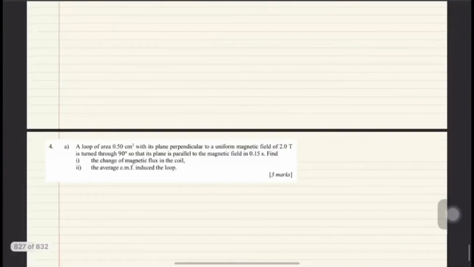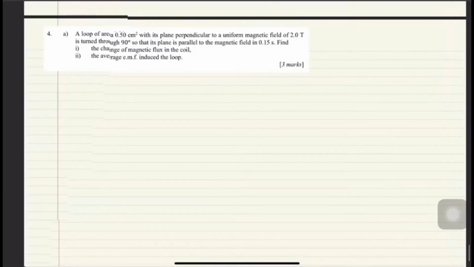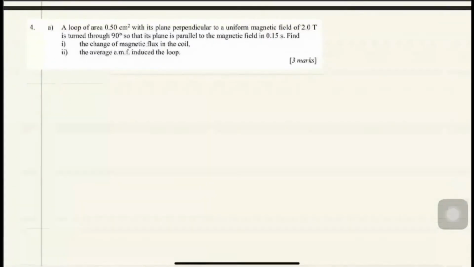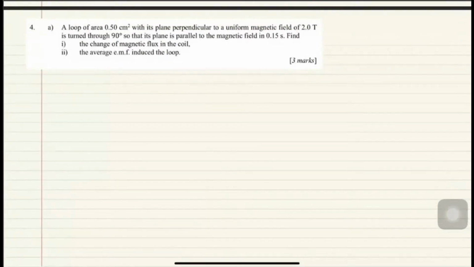Okay, first question, kita start daripada yang depan lah. First question is question number 4. A, dia kata a loop area of 0.5 cm square with plane perpendicular to a uniform magnetic field of 2 Tesla is turned through 90 degrees, so that its plane now is parallel to the magnetic field in 0.5 second.